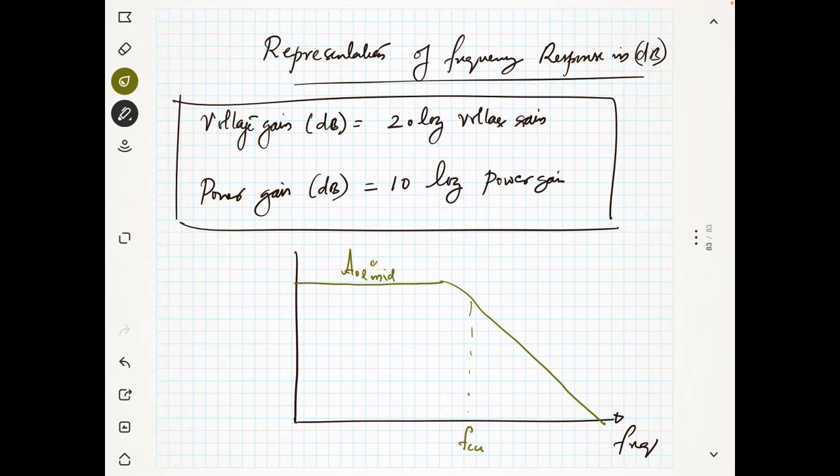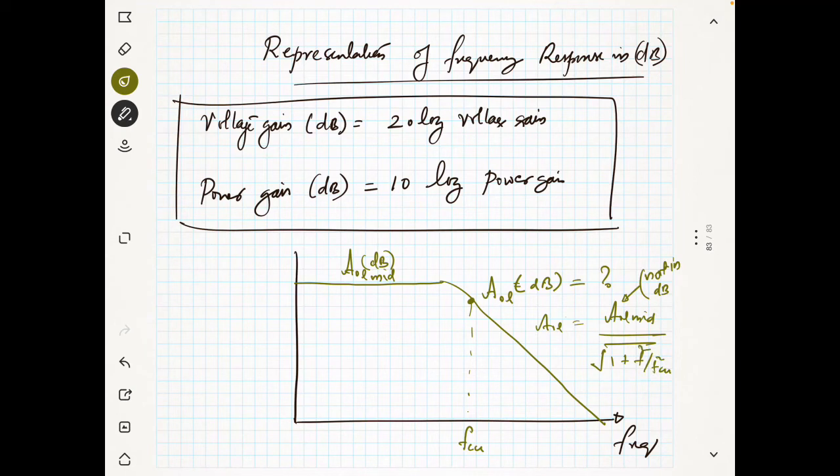Now I am saying this is in dB. What will be this point, the gain AOL? Is it in dB? No, because AOL is equal to AOL mid, which is not in dB, divided by square root of 1 plus f square by FCU square. I told you at this point the gain AOL is equal to AOL mid divided by square root of 2.